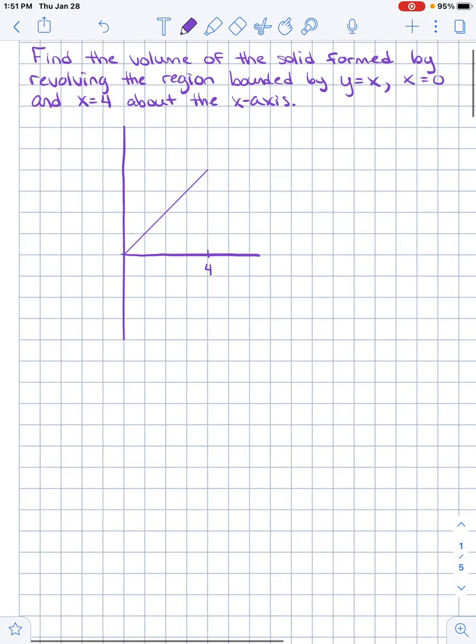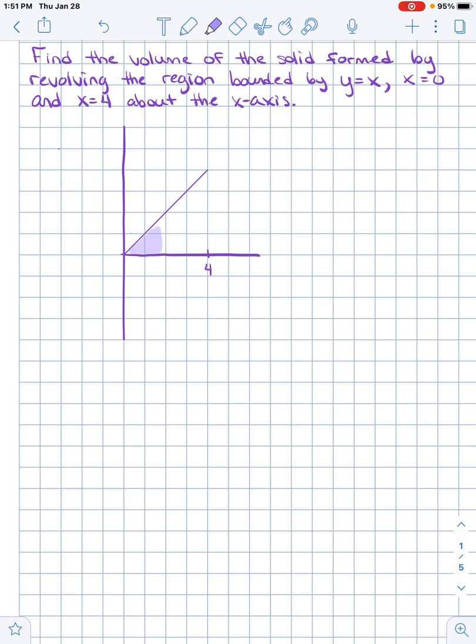Okay, in this video we're going to talk about volume. In the past we looked at the area under a curve, and now we're going to take that area and rotate it around an axis to get a three-dimensional solid. So for this problem, find the volume of the solid formed by revolving the region bound by y equals x, y equals 0, and x equals 4 about the x-axis.